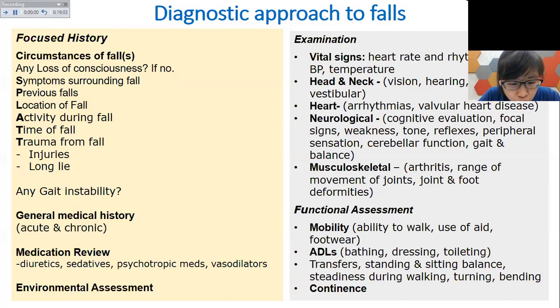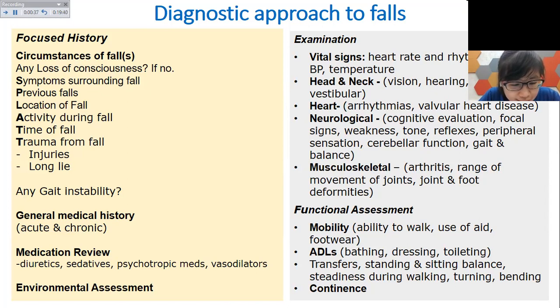So let's look into how to approach falls by taking a focused history. We want to understand the circumstances of falls, firstly to know whether there's any loss of consciousness. If there is no loss of consciousness, we will go down this algorithm of recurrent falls to actually take the history to identify the falls using this acronym SPLAT. When we fall, we make a sound, and I felt that this acronym is an easy way to remember.